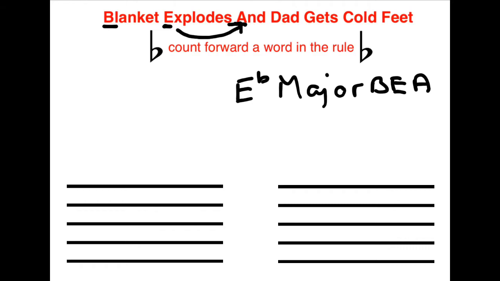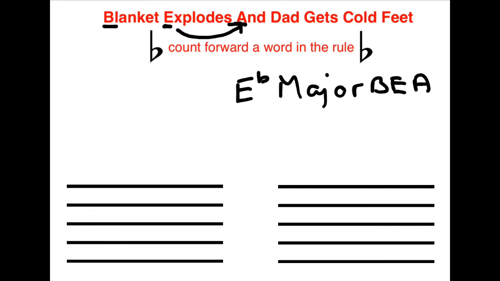As I said, you can stick any words in there that help you remember them, just as long as the words begin with those letters in that order. Anything could go in there. Remember, there was another one that we did before, birds eat and down goes cats fast or something like that. Anything that works. The sharp one is Father Christmas gave Dad an electric blanket. This one is blanket explodes and Dad gets cold feet. And you count forward a word in the rule.